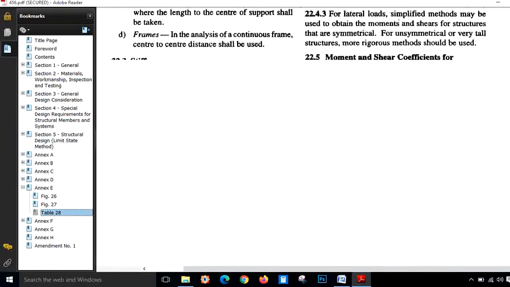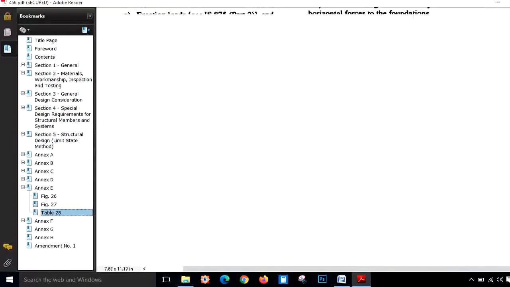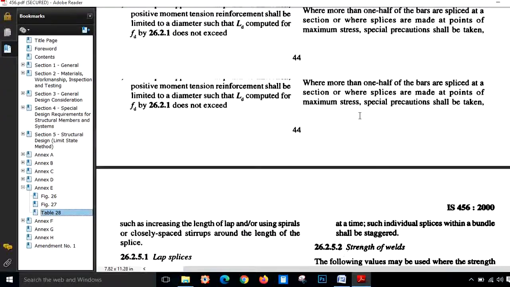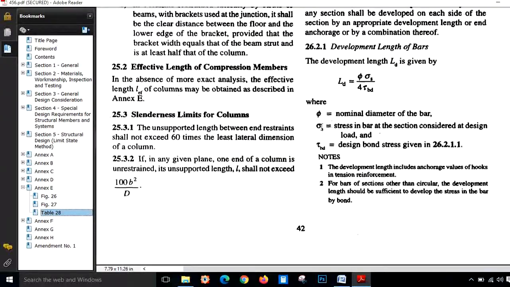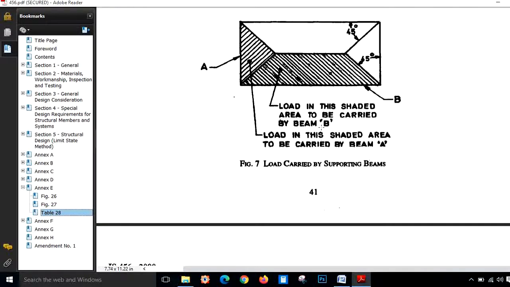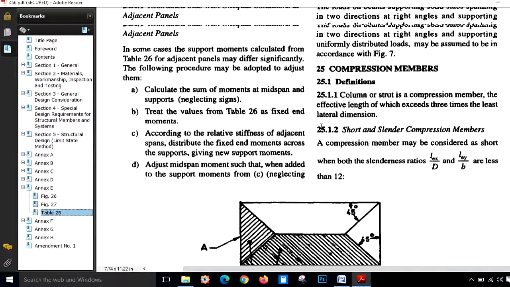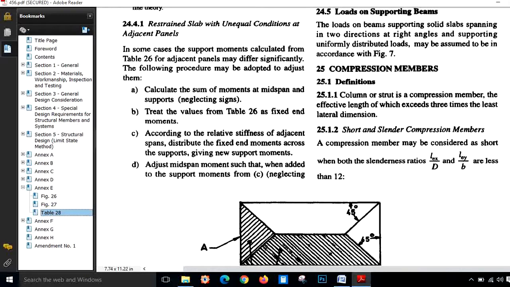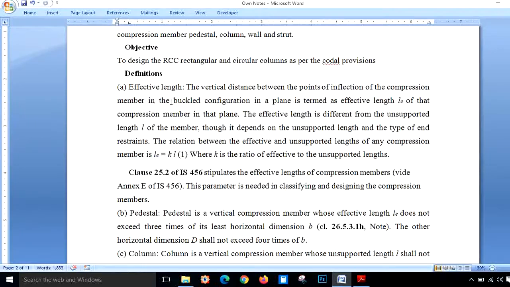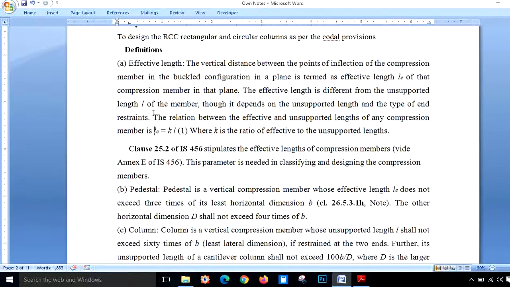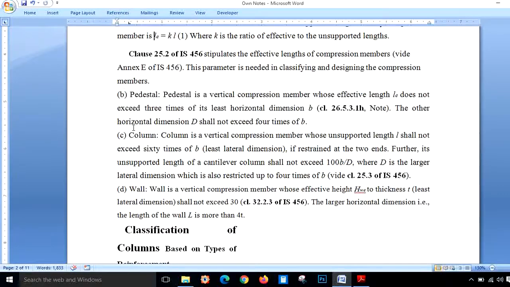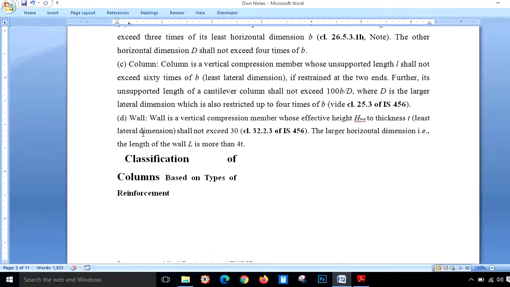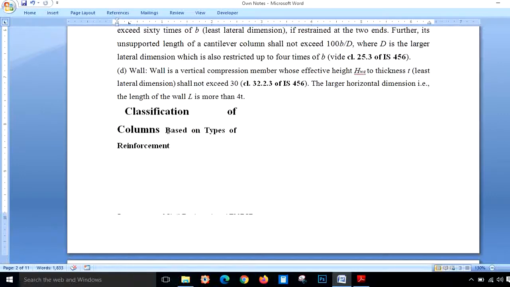Okay, so I'll just move back to the provisions which we are studying. You can also move back to page number 40 in IS 456. Just open page number 41, clause number 25, compression members. You can see over here, we have studied effective length, what is pedestal, what is column, and classification of columns.